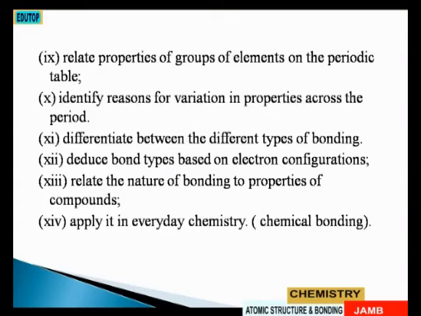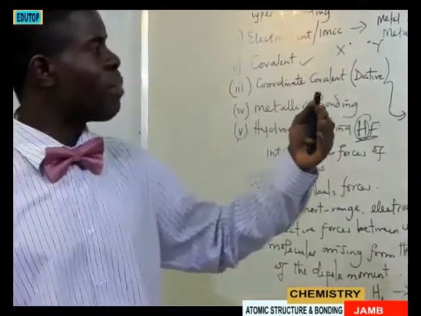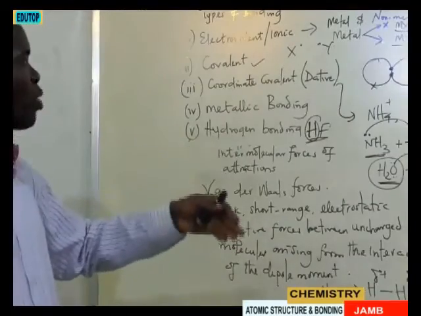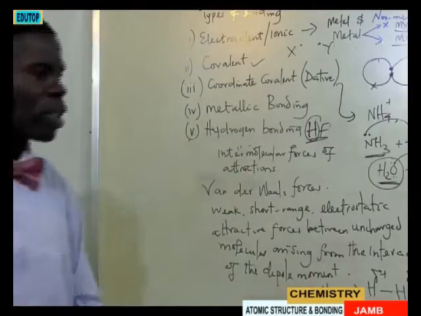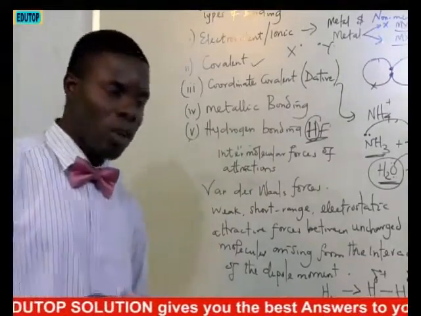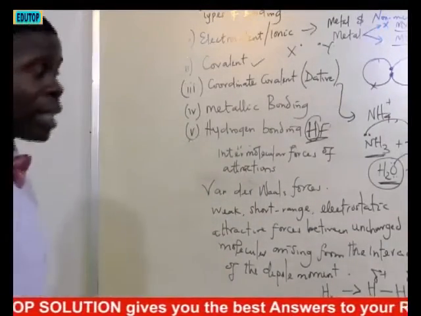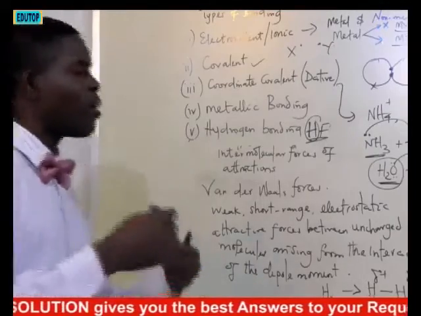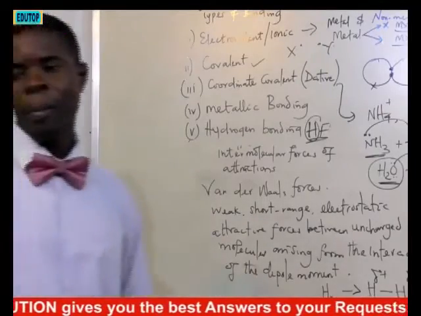Then apply it in everyday chemistry. So it can be applied in everyday chemistry. When you see a compound, you can easily predict by virtue of the way they combine. You can say that okay, this is definitely an electrovalent combination or bonding, an ionic bonding, and the likes.